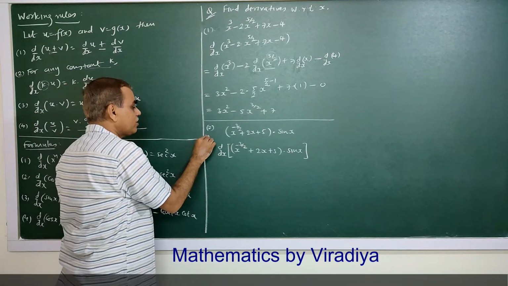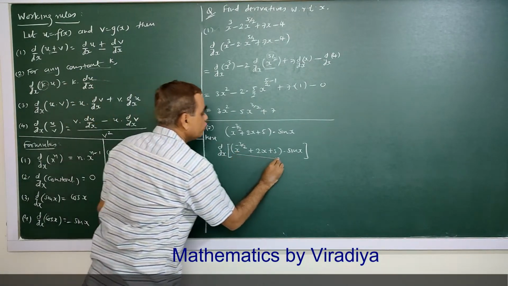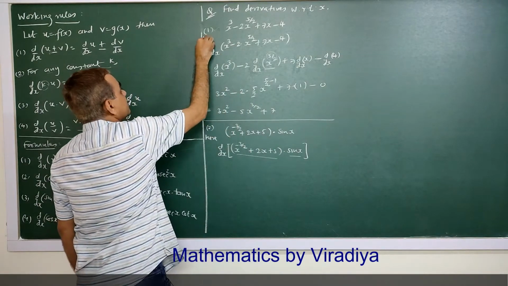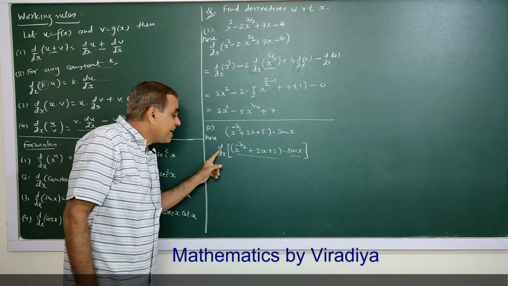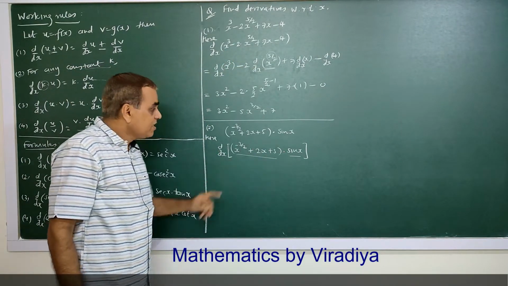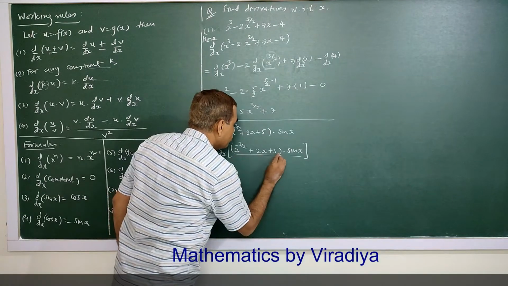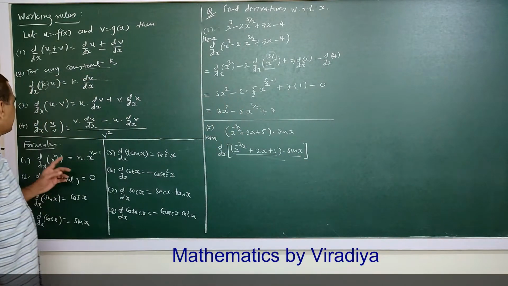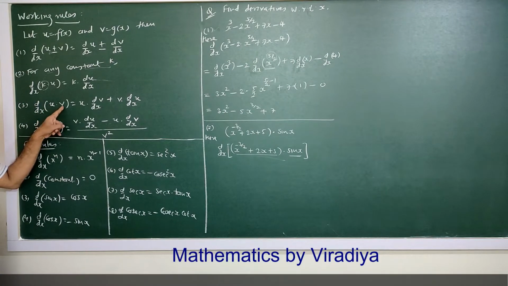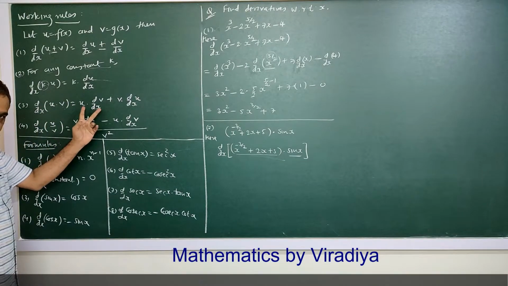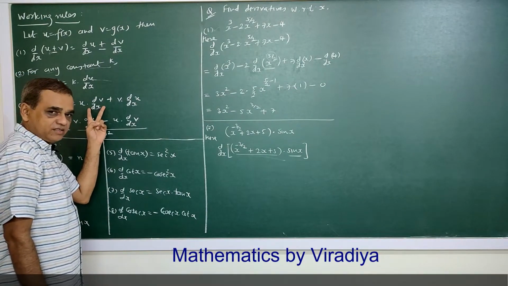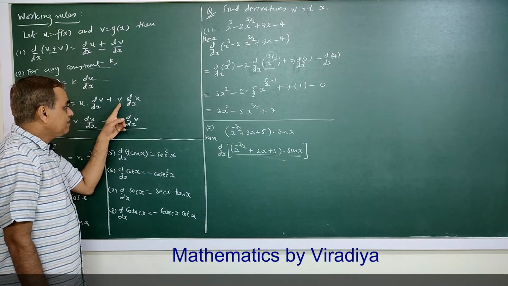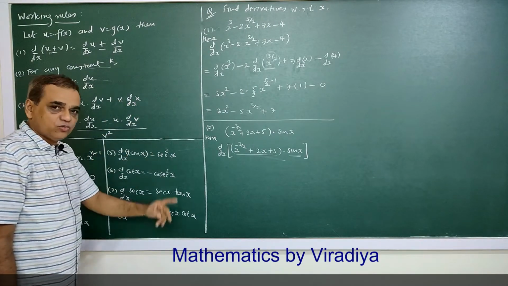Here we want the derivative of u into v. Earlier we obtained the derivative of a sum or difference; here we want the derivative of a product. So consider this part as u, this part as v, u into v. The derivative of u into v is by this rule: u as it is, derivative of v, plus v as it is, derivative of u.